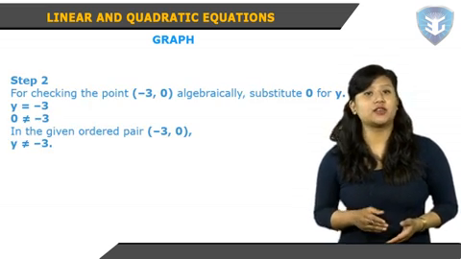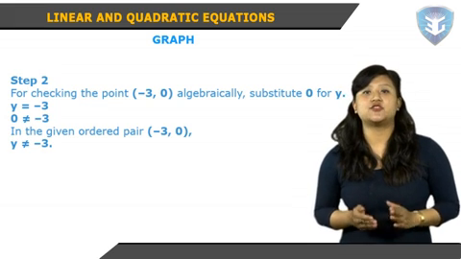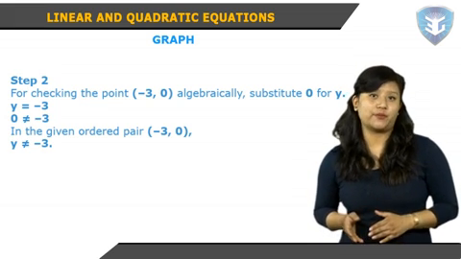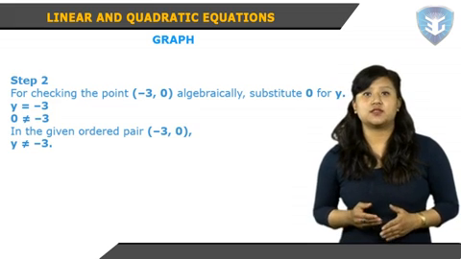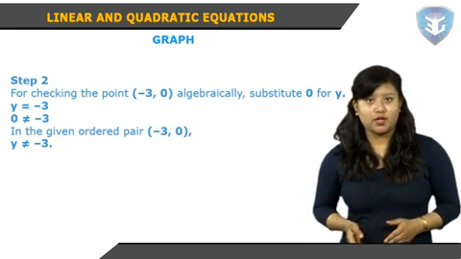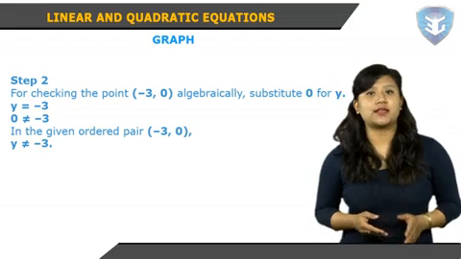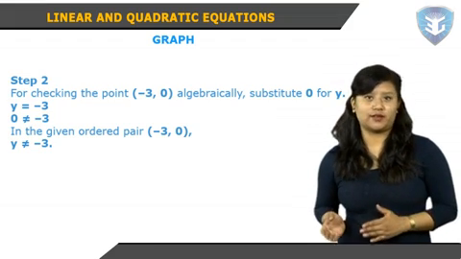Step 2. For checking the point (-3, 0), algebraically substitute 0 for y. y = -3. 0 is not equal to -3. In the given ordered pair (-3, 0), y is not equal to -3.